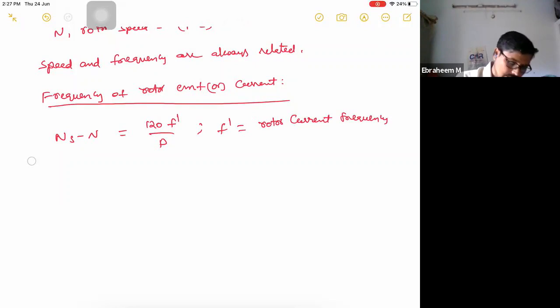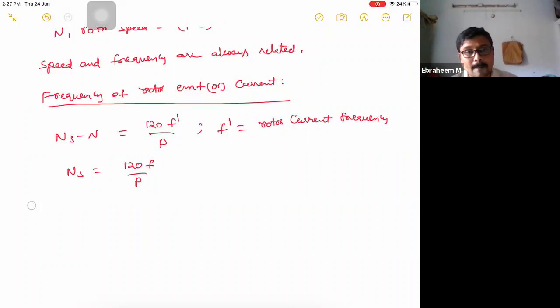So here, what is Ns? Ns is equal to 120 f by p. Ns is the speed of the rotating magnetic field, and N is the speed of the rotor. The difference between these two speeds decides the frequency. So that's why.